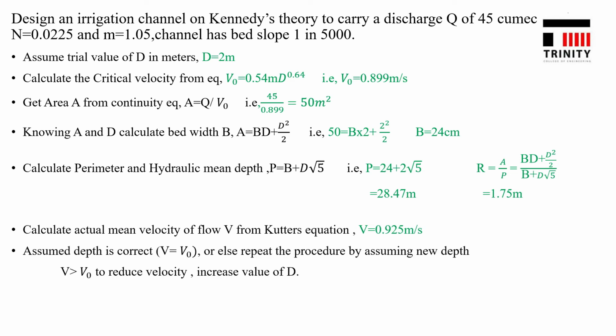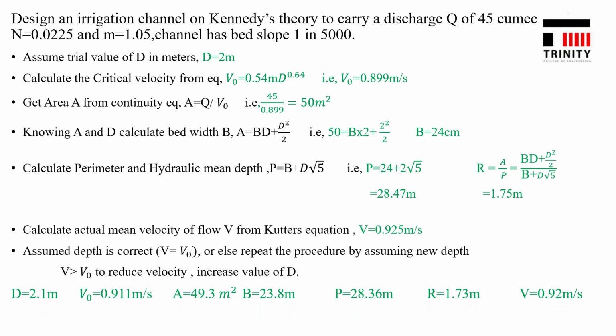Now, we have to check whether V is equal to V0, that is, whether critical velocity is equal to actual mean velocity. If it is equal, the assumed depth is right, or else we have to repeat the procedure by assuming a new depth. Since velocity is 0.925 and critical velocity is 0.899, the actual mean velocity is greater than the critical velocity, so we have to increase the depth. So we increase the depth by 0.1 meter.